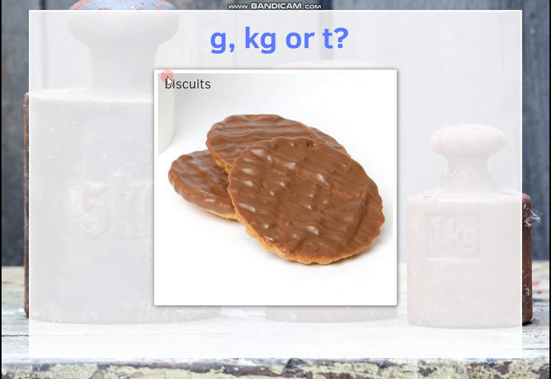Okay, the biscuits, the less the better. Would we be looking at these in terms of grams, kilograms, or tons? Hopefully not tons anyway. Hopefully not kilograms either. Grams would be best. Okay, so each biscuit weighs a few grams.